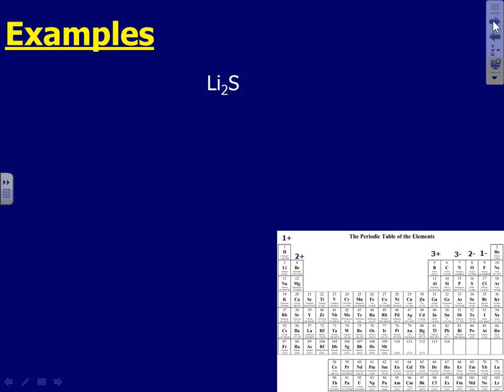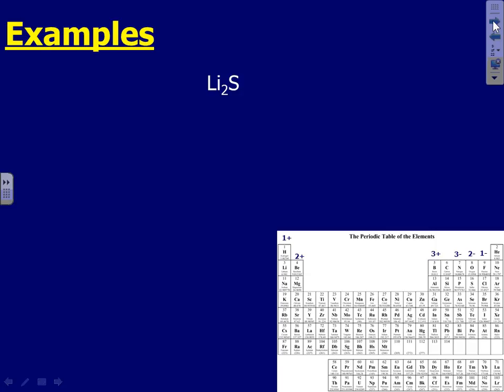So oxide, sulfide, selenide, telluride. So, nitrogen, nitride, phosphorus, phosphide, arsenide. This is a tricky one. Antimonide. Yeah, I don't think we say bismuthide. Anyway, how about carbon if it was negative? Carbide. Silicide, I say silicide.